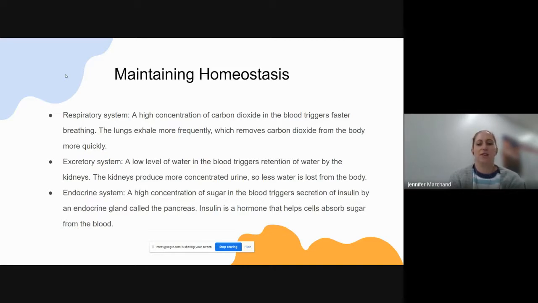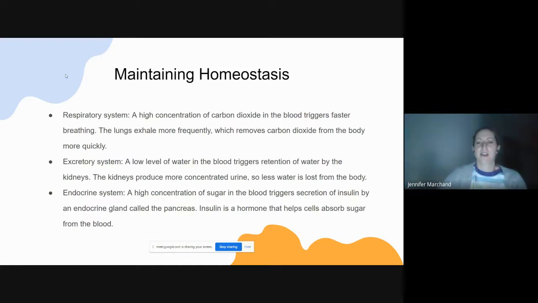And then you also have the endocrine system. So there's a high concentration of sugar. Then the blood says, hey, we need to make some insulin. And then there's a gland on the pancreas.